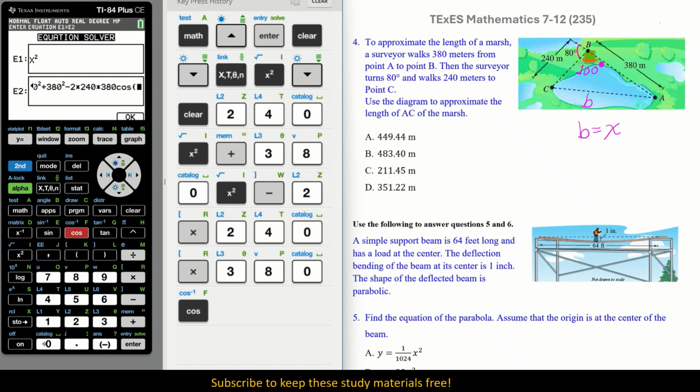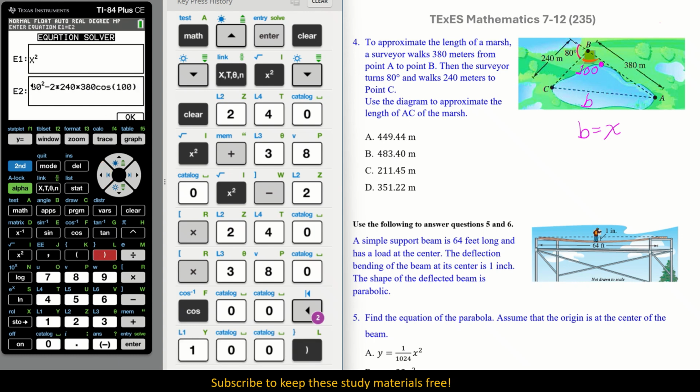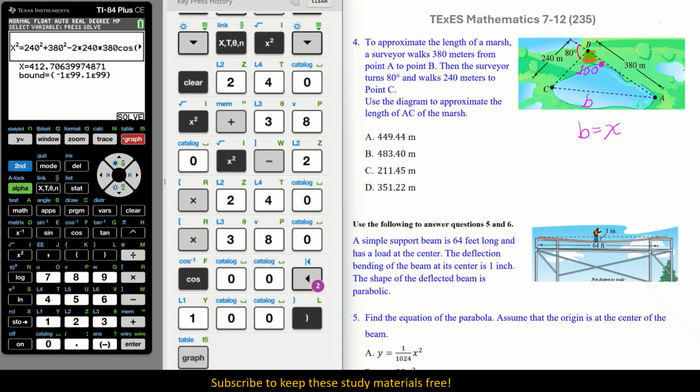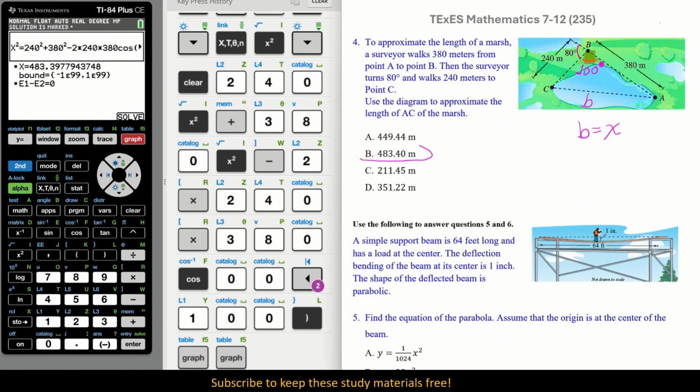Okay, and we need our 100 there. Oops, I didn't type it in right. 100. Close the parentheses, graph, and graph again. And there it is, option B, with a tad bit of rounding. Perfect.